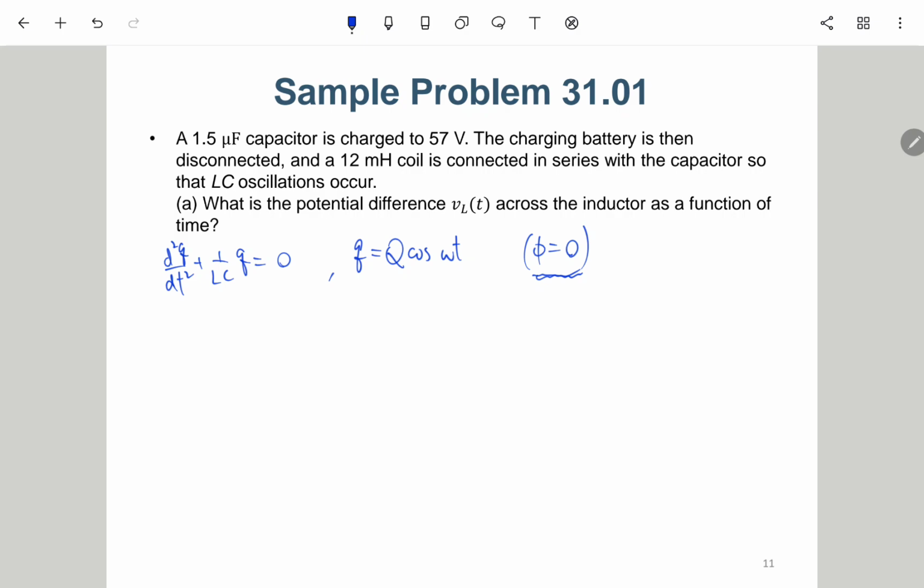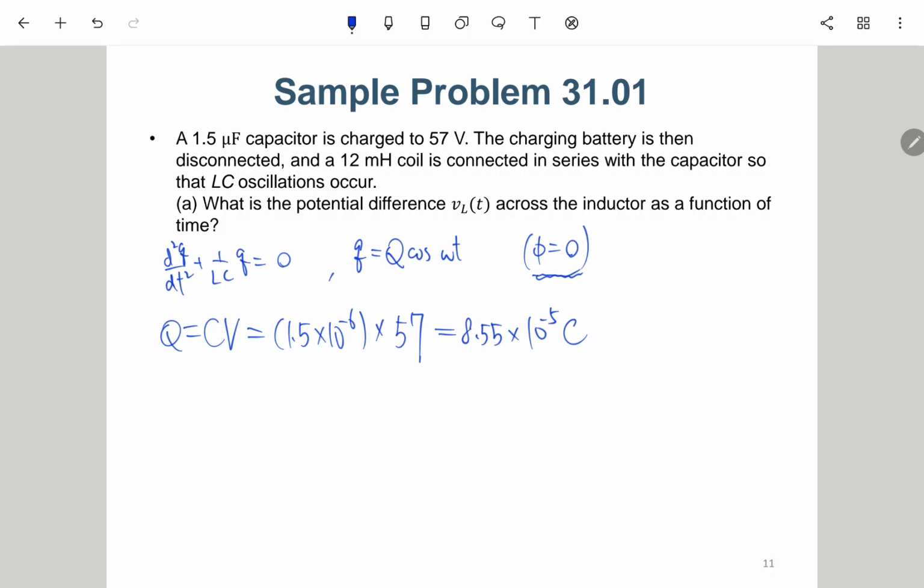So in this case, Q will be C times V, as we have before. C is 1.5 microfarad, 1.5 times 10 to the negative 6, times 57 volts. So this is 8.55 times 10 to the negative 5 coulomb. This is the maximum charge, the charge stored in the capacitor at the very beginning.